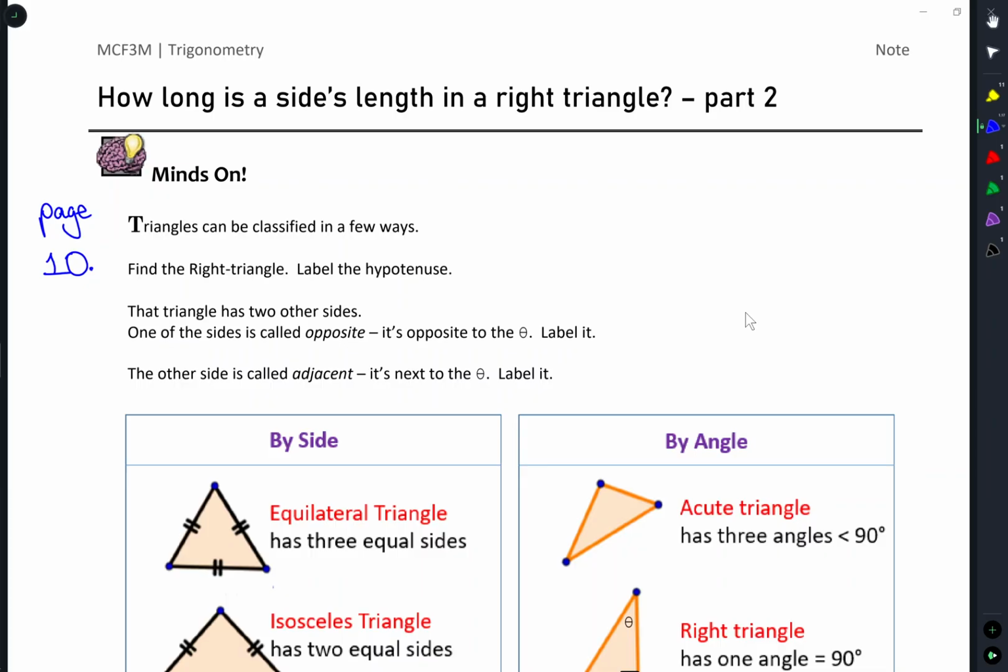Today we're going to take a look at how to find the length of a side in a right triangle when c squared equals a squared plus b squared doesn't work. So if we can't use Pythagoras, if we don't know the lengths of all the sides, but we have some angle information, how can we use that to find the lengths of sides?